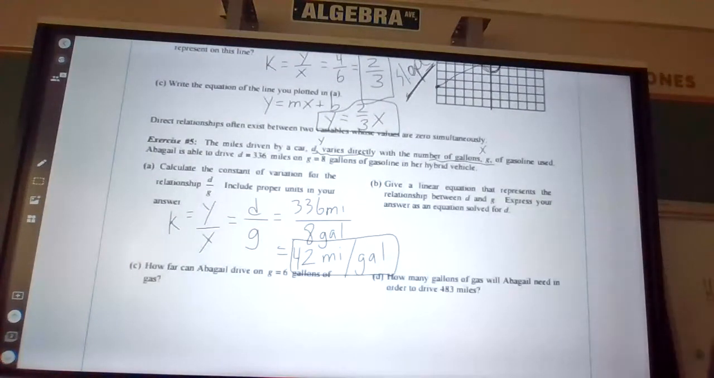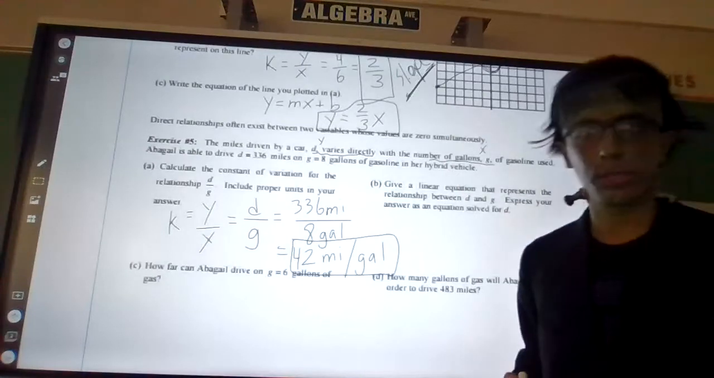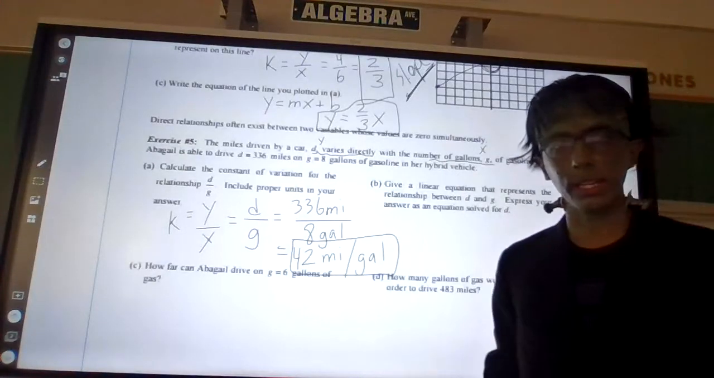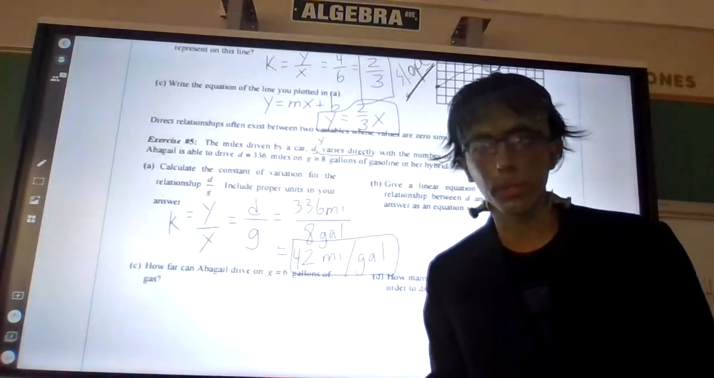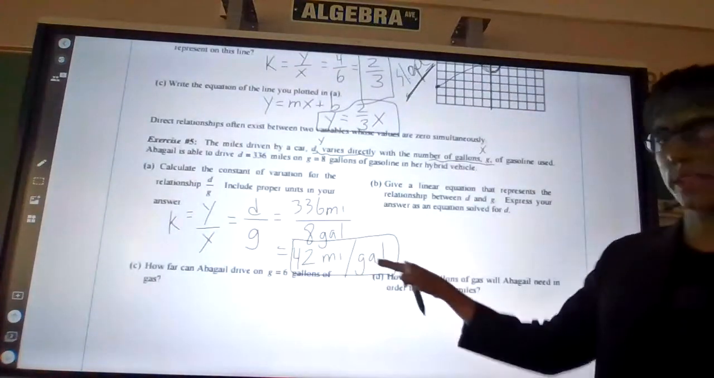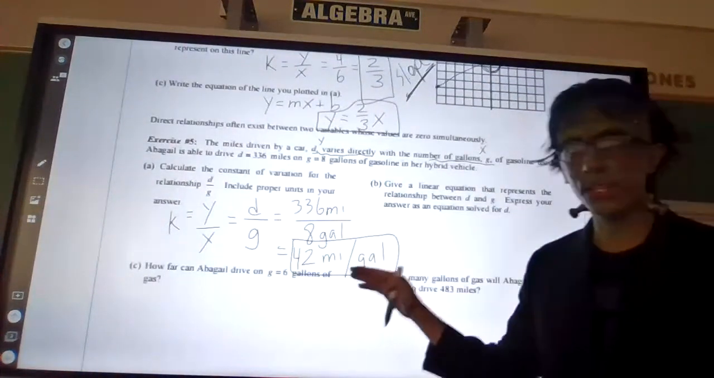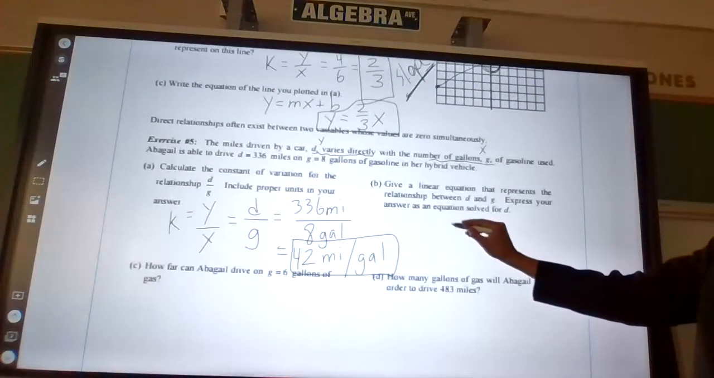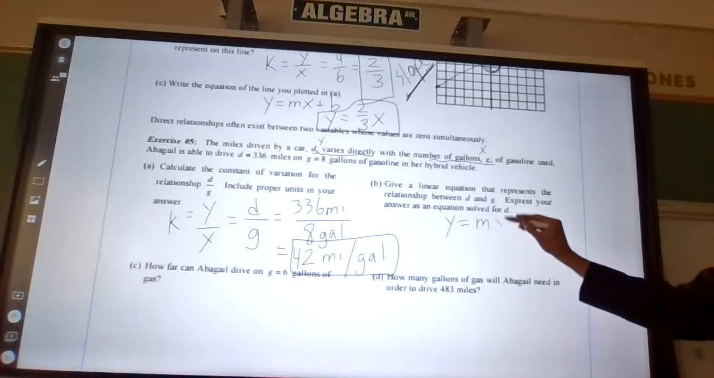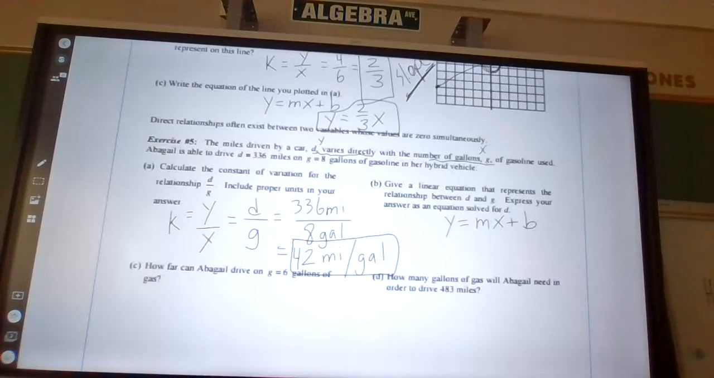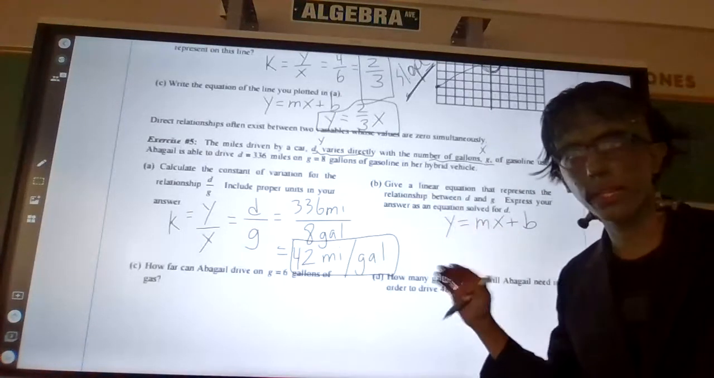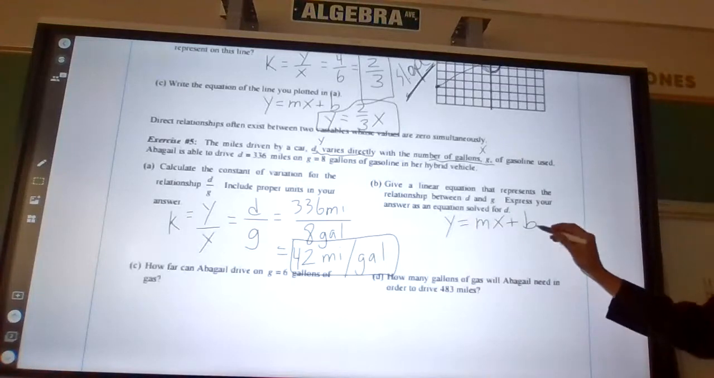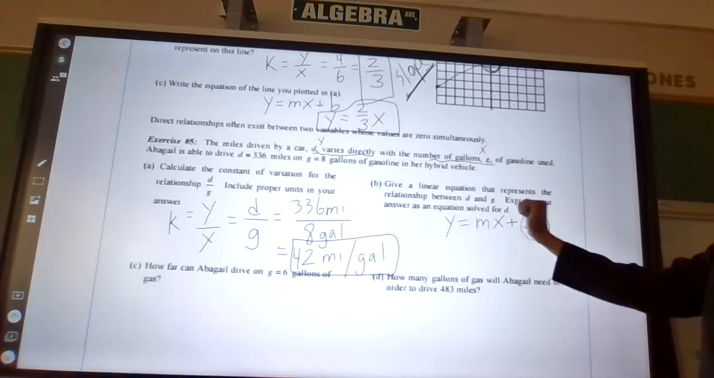Let's give a linear equation that represents this relationship between D and G. Remember above what that constant of variation represented. That represents the slope. That's a constant rate here, and it has to be constant because we're talking about linear relationships. So again, we want to set up y equals mx plus b. But in all direct relationships, that b value is 0. So I'm going to get rid of that b.